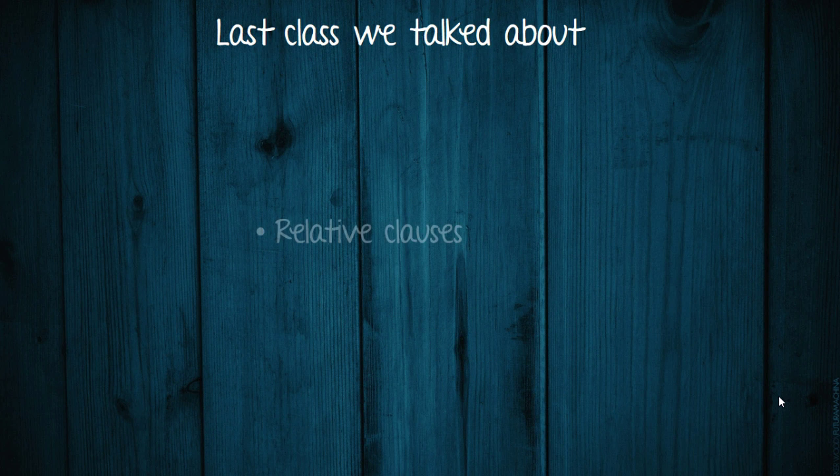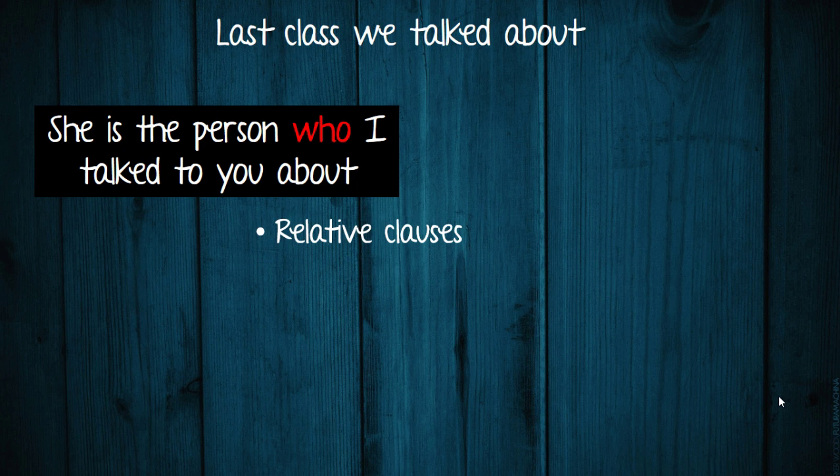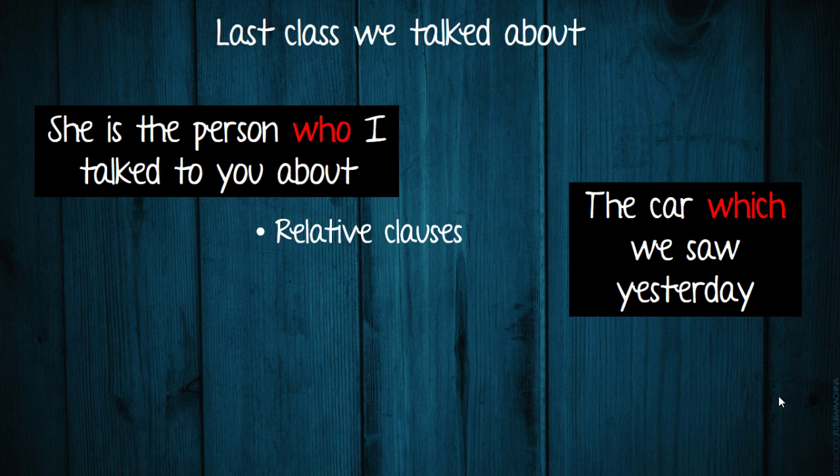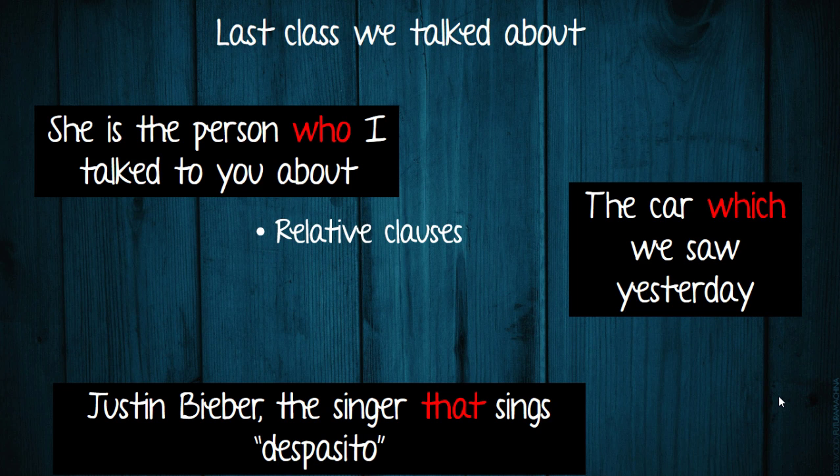Last class we talked about relative clauses, remember? She is the person who I talked to you about. That's an example of a relative clause. The cat which we saw yesterday. Justin Bieber, the singer that sings Despacito. These three are examples of relative clauses. A relative clause is indicated by a W indicator or a that.